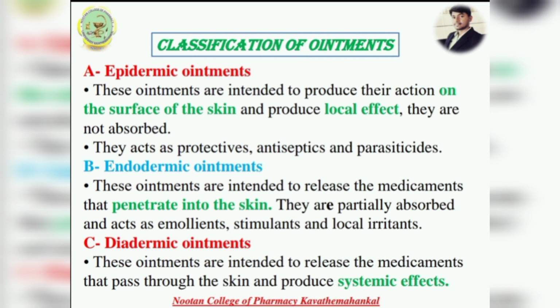These ointments are intended to release the medicament so that it penetrates into the skin. They are partially absorbed and act as emollients, stimulants, and local irritants. The endodermic ointments penetrate the skin and show emollient, stimulating, and local irritation effects. The third one is the diadermic ointment. These ointments are intended to release the medicament that passes through the skin and reaches the systemic circulation.